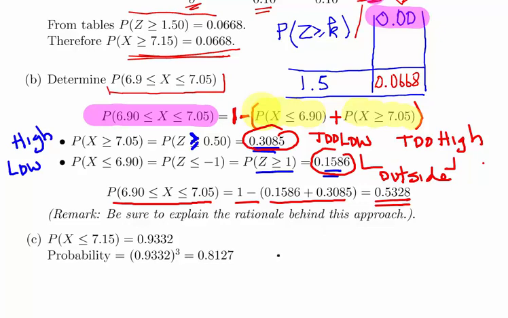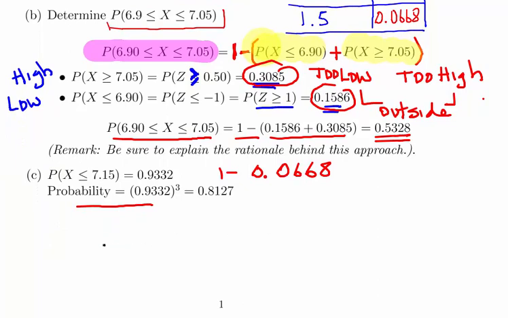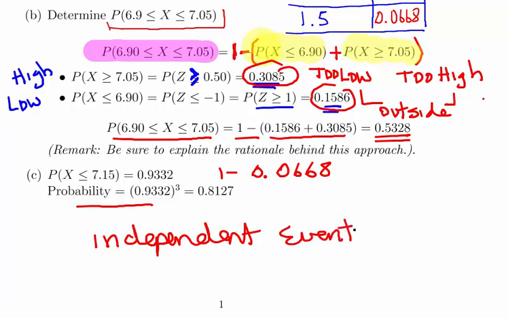Now finally, the probability of being less than 7.15 meters 3 times in a row, assuming each jump is independent. That is simply the complement of part A: 1 minus 0.0668. Therefore, for three independent events in a row, that is 0.9332 to the power of 3, and the answer is 0.8127. Again, that's just using the rule for independent events: 0.9332 multiplied by itself.